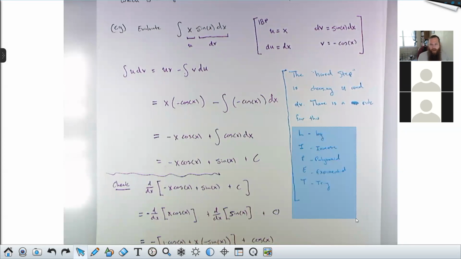What does this rule do? Think of this as a hierarchy of things you should choose for u. The way we do this is we pick the u, and then everything else is dv. Use LIPET to pick the u, and then everything else is dv. So how do I use LIPET to pick the u? I look at my integrand, I look at the stuff inside, and I ask, are there any logarithms? If there are any logarithms, I should pick that piece to be u and everything else to be dv.